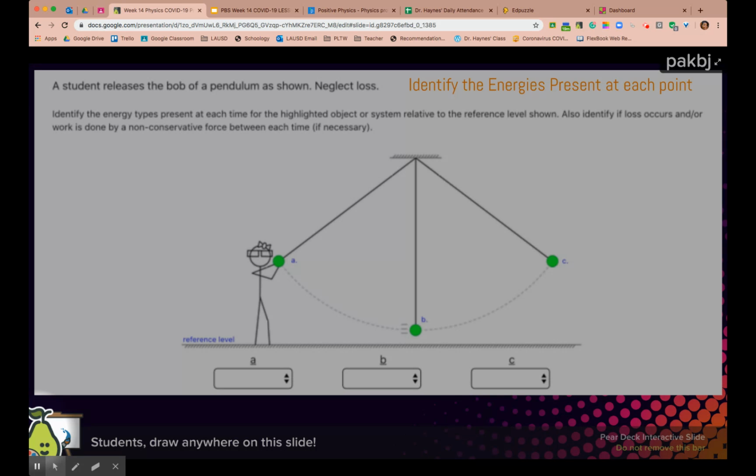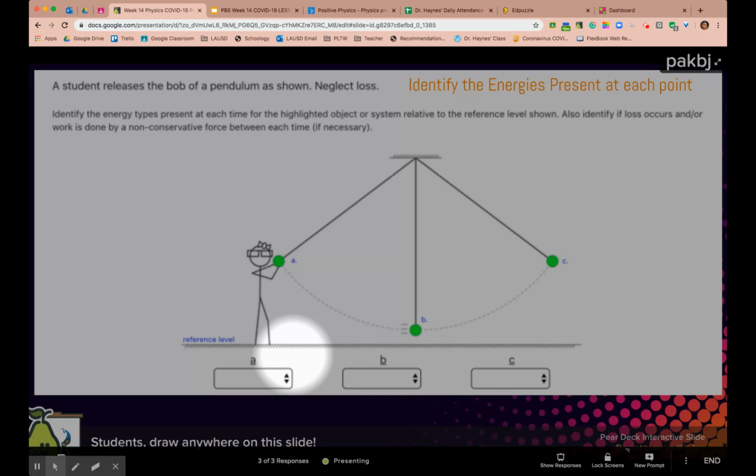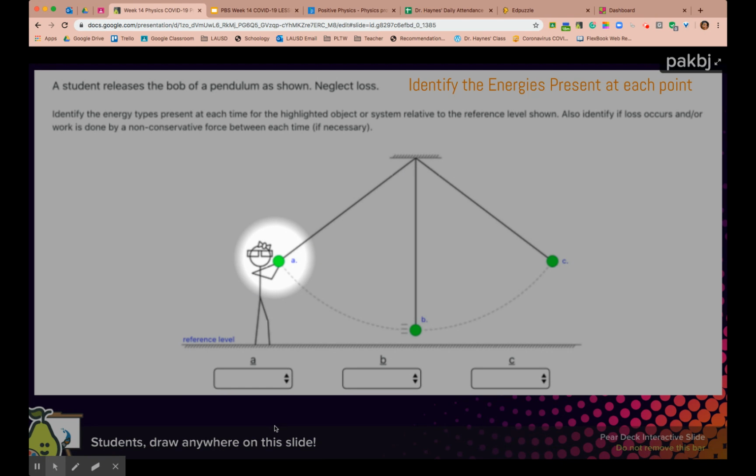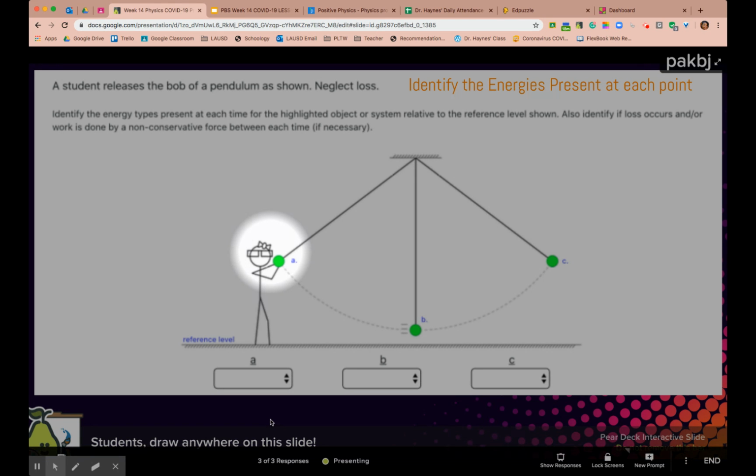This is looking good so far. So I see that for A, everyone is saying A is potential energy, and that is correct. At point A, the bob of the pendulum has potential energy. It does not have kinetic energy because it's not moving yet. Perfect.